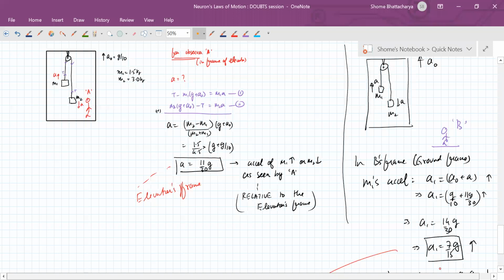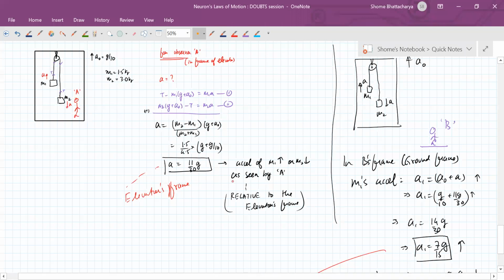That is the important thing now. Once we found out this A, with respect to the person on the ground, what is happening? This is going up at an even larger rate because it's going up at A inside a box which is going up at A naught. So its net acceleration is becoming A naught plus A upwards, whereas this one, its net acceleration is becoming A minus A naught downwards.